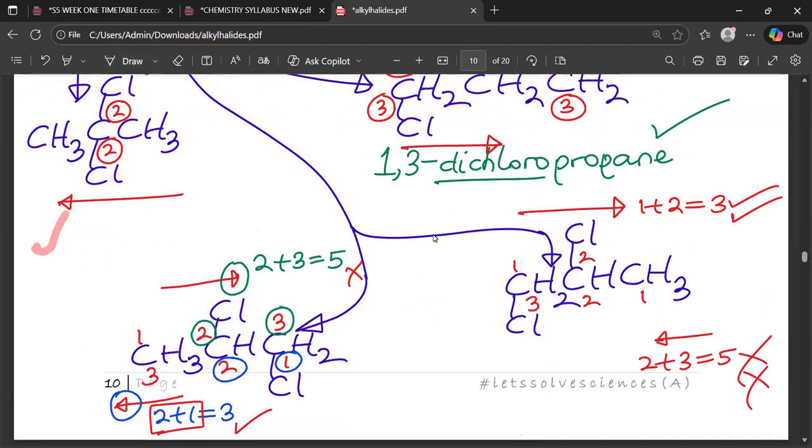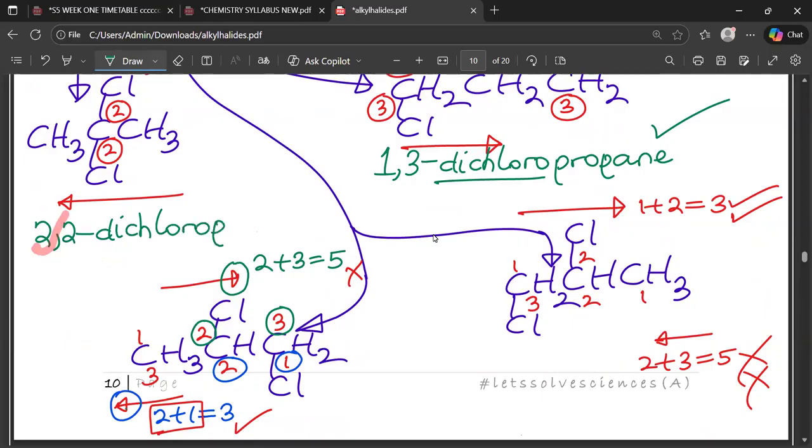Proceed. This one was 2, 2. So you say 2, 2. 2 chloros, so you say di what? Dichloro. And what are you getting? Propane. Very correct. Hope you know why it is 2, 2. Hope you know why it is dichloro. Hope you know why it is propane.